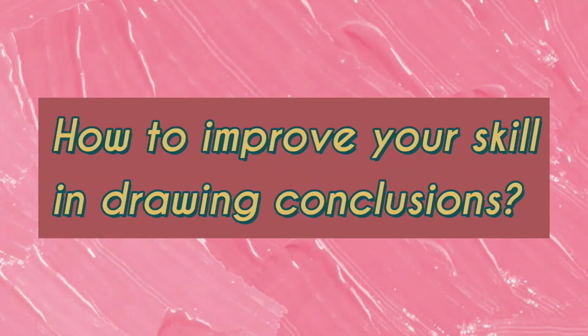What is drawing conclusions? Just like making inferences, we are concluding or predicting an outcome based on the evidence provided. How to improve your skill in drawing conclusions? As we read the text, we need to think about the character, the setting, the problem, the plot, and the solutions. We also need to use the clues that the author gave in the text.